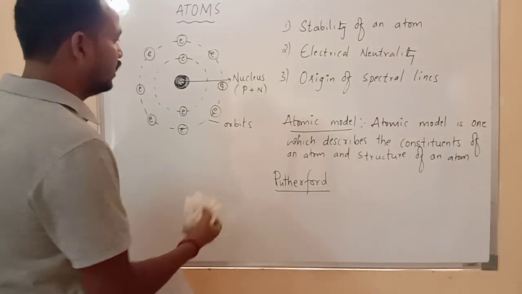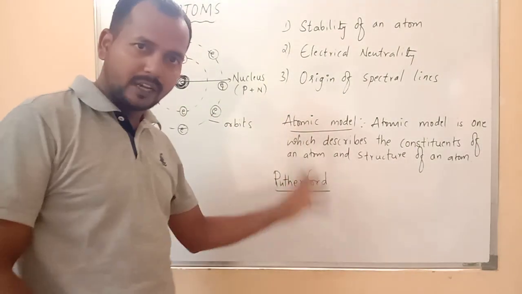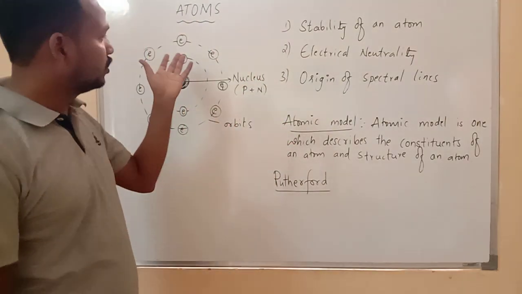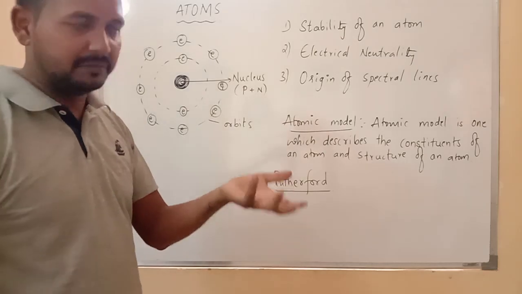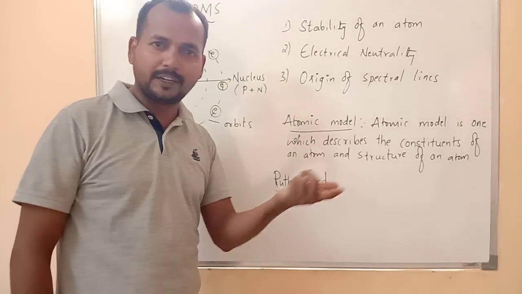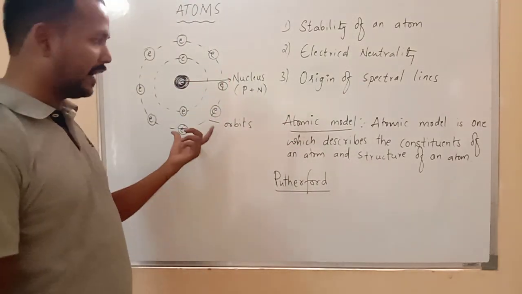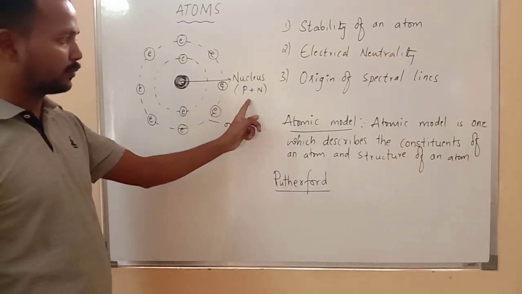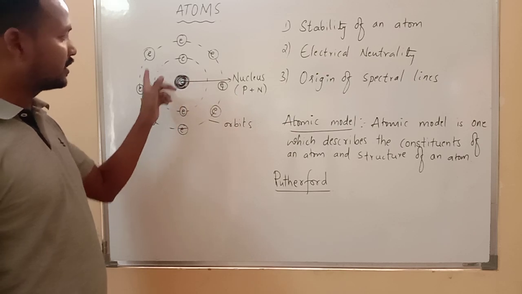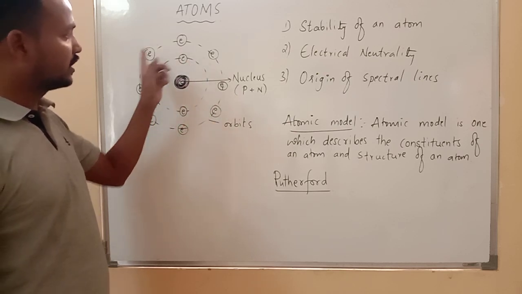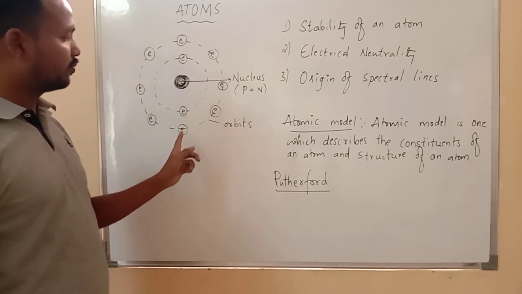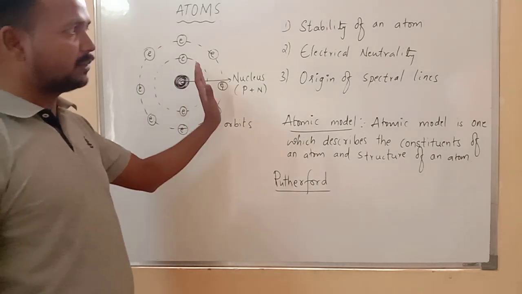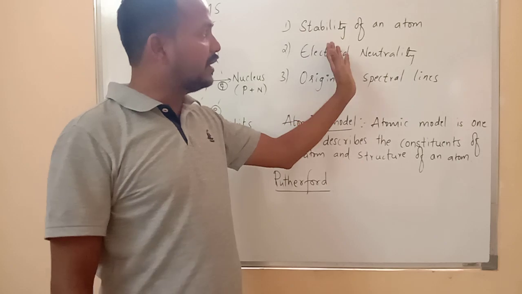Okay, so I'll revise whatever I explained now. Our chapter name is atoms. We know the definition of an atom. An atom is the smallest particle which we cannot divide further. This is the structure of an atom. The center part of the atom is known as the nucleus, where protons and neutrons are present, and surrounding the nucleus there are circular orbits. In those orbits electrons are present.